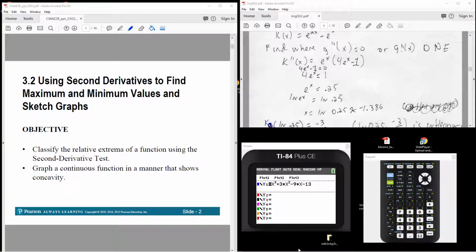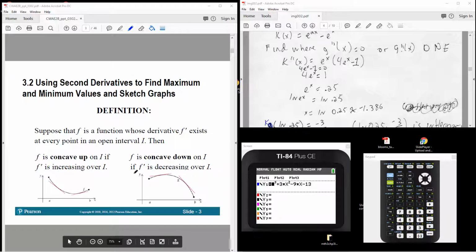Using second derivatives to find maximum and minimum values in sketch graphs. Classify the extreme of a function using second derivative tests. A graph can function in a manner that shows concavity. It is concave up on the interval if the derivative is increasing. It's concave down on the interval if it's decreasing.